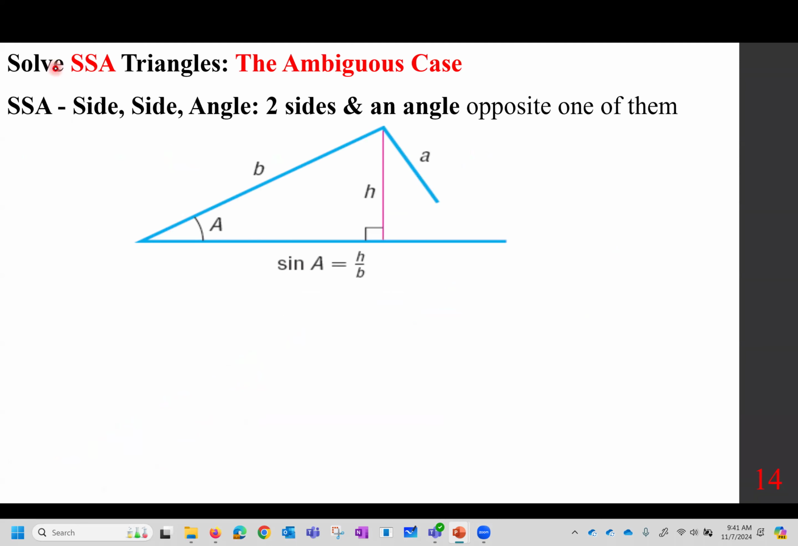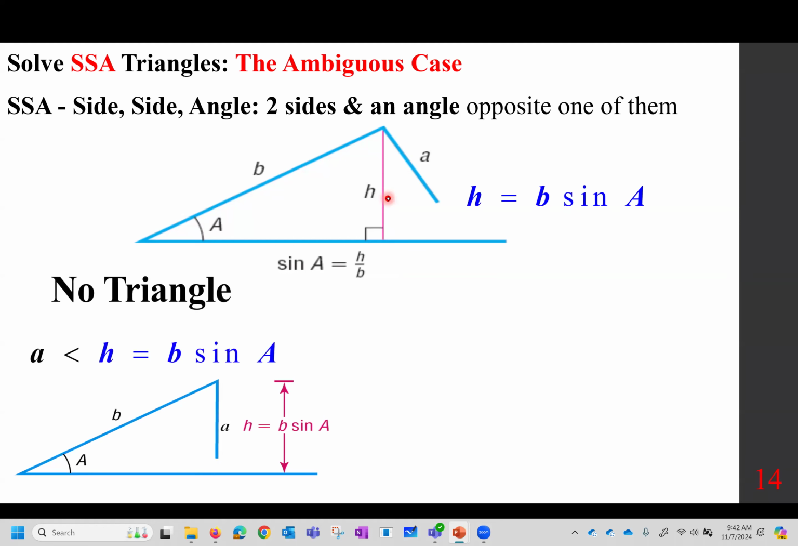Now, side angle, SSA. Two sides and an angle opposite one of them. This is called the ambiguous case. So we may have a situation such as sine A is H over B, and A is smaller than H because H is B sine A. Okay, so if A is less than H, which is equal to B sine A, nothing works. No triangle.